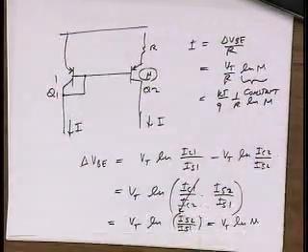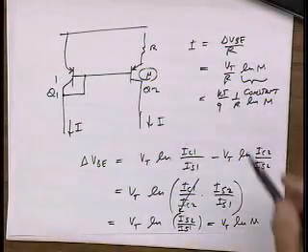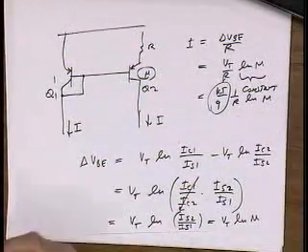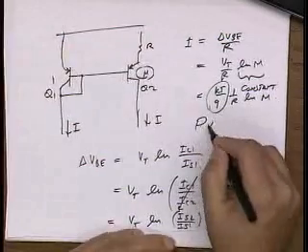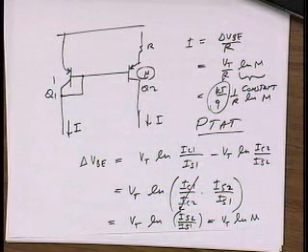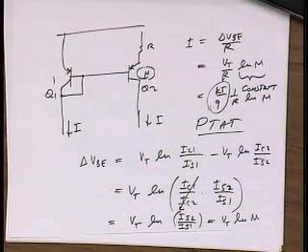So the temperature dependence of this current is in fact proportional to temperature. And that's why we call this circuit a PTAT. It's proportional to absolute temperature. Okay? And this is actually very useful. We can make use of this proportionality to temperature. One, build a thermometer, right?